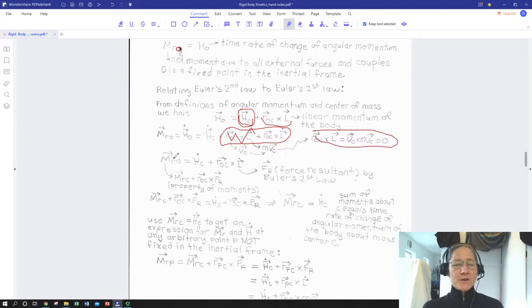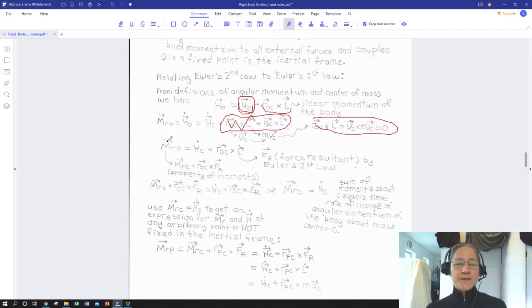And we're just left with the sum of the moments being applied to this rigid body about some point O is equal to the time rate of change of angular momentum of that body about its own center of mass, plus the radius vector from our point that we're considering to the center of mass of the body crossed into the time rate of change of linear momentum of the body, which can be taken as just the linear momentum of the body's center of mass as a point.